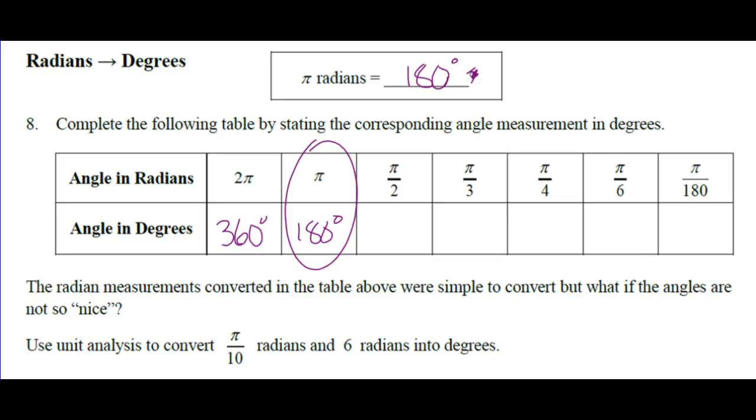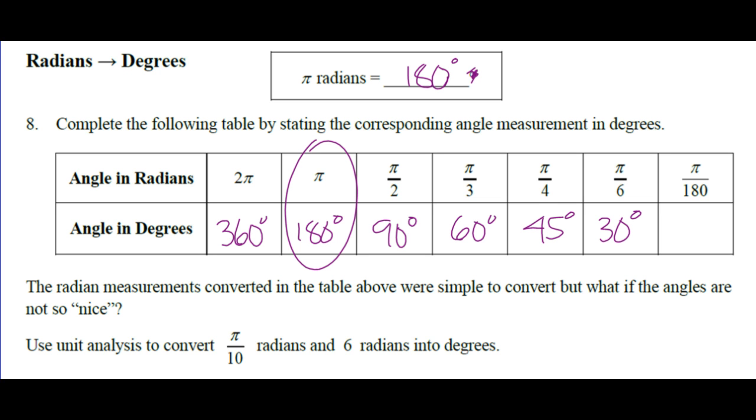Which is like 57. 1 radian is just shy of 60 degrees, because it's just a little bit more than 6 rotations. If it were exactly 6 rotations, then it would be 60 degrees, but it's a little shy of that. It's like 57.8 degrees or something. But this one's 90 degrees pi. So just think 180 divided by 3, 180 divided by 4, 180 divided by 6, and 180 divided by 180.